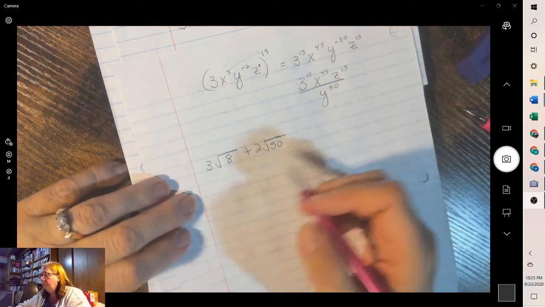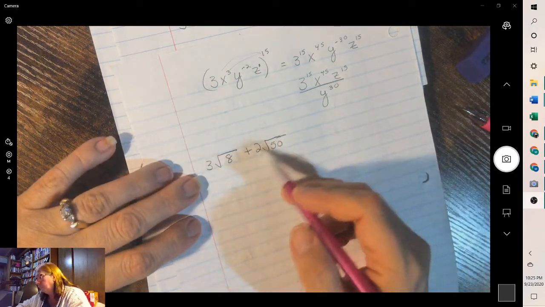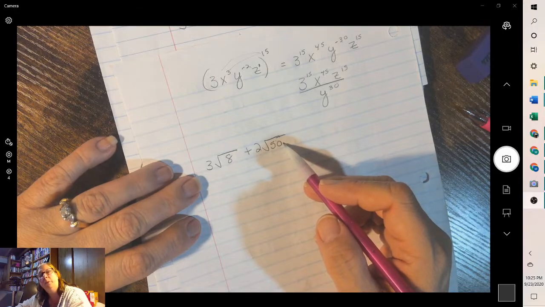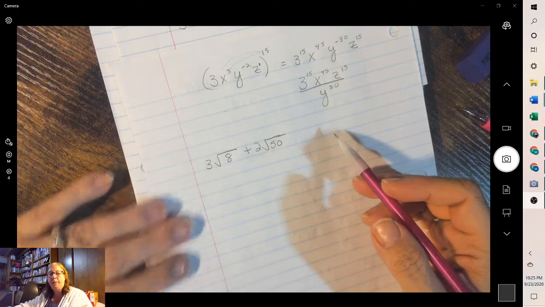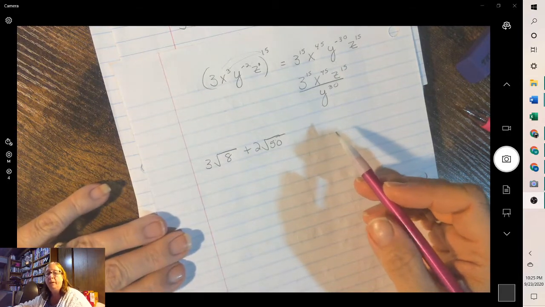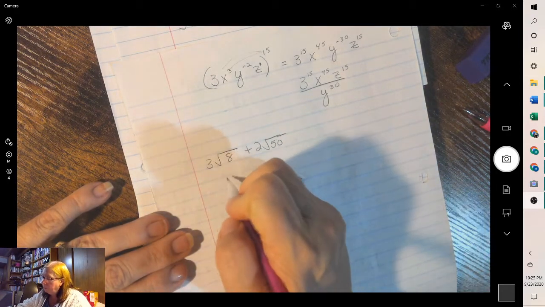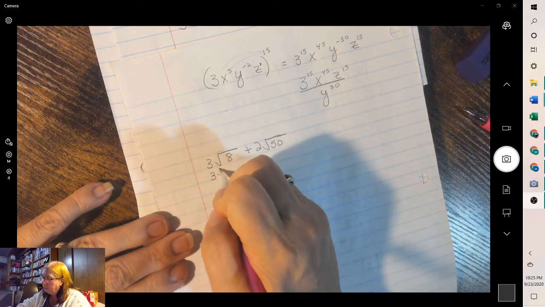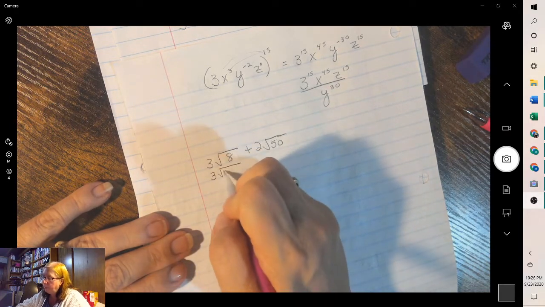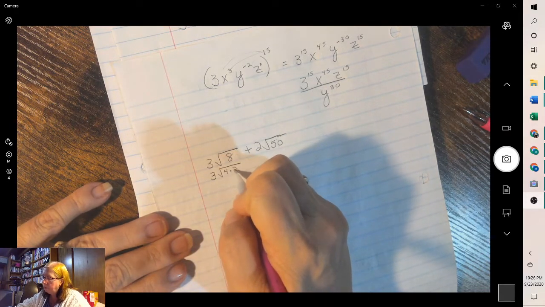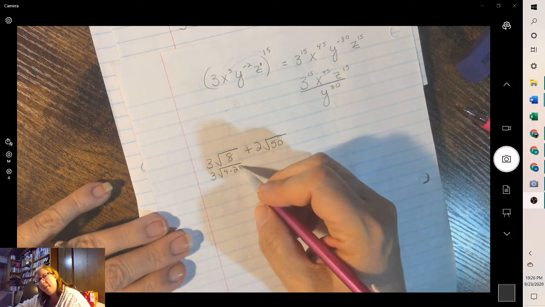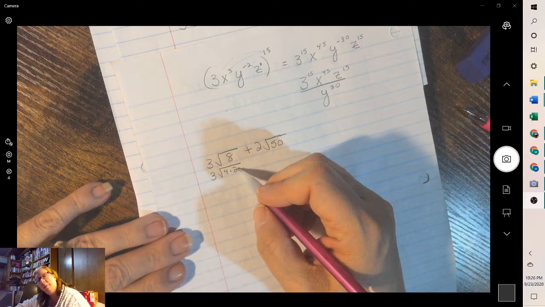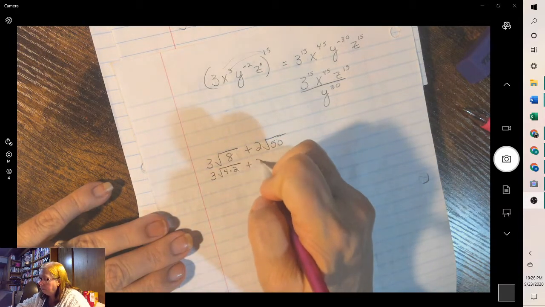The next one, you need to simplify them before you can combine them. Just like x's have to be the same, radicals have to be the same to be like terms and combine. So 3 square root, there's a perfect square in 8, it's 4. So we can pull the 4 out. Kind of like when we pulled the x out, we left the part that wouldn't simplify. The same thing here.